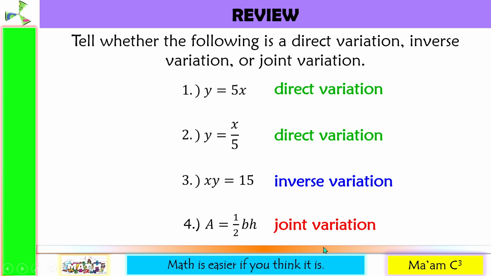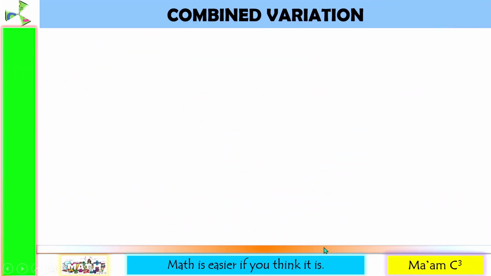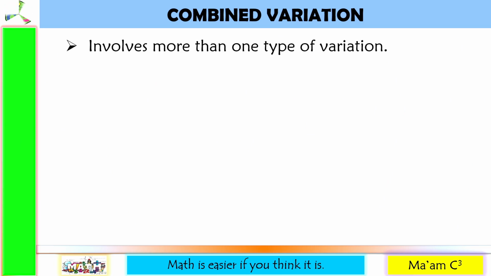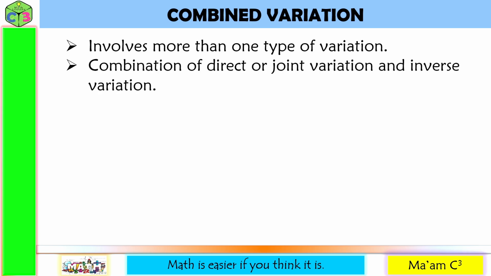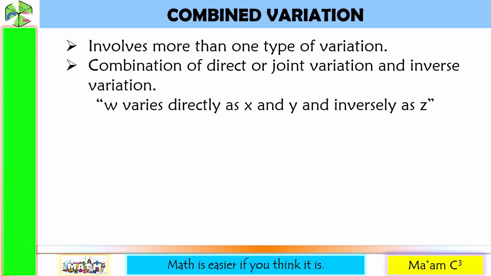Today's discussion will focus on combined variation. Combined variation involves more than one type of variation, meaning it is a combination of direct or joint variation and inverse variation. Suppose we have the statement W varies directly as X and Y and inversely as Z. If we are going to convert this statement into an equation, this will become W equals KXY over Z.